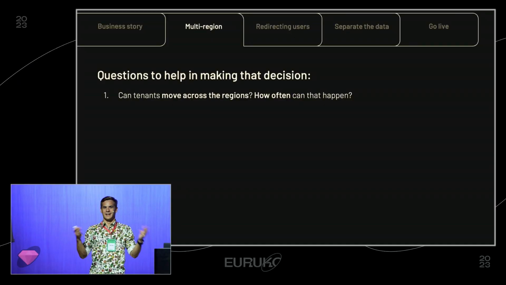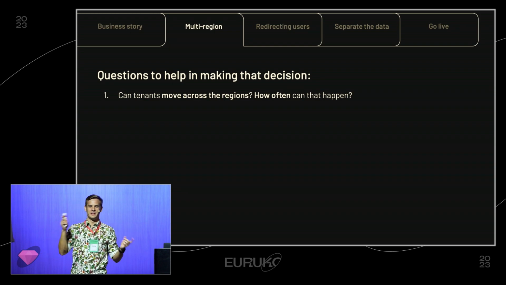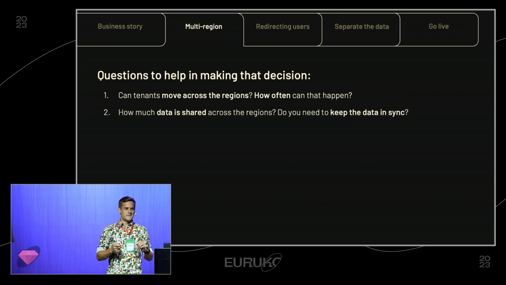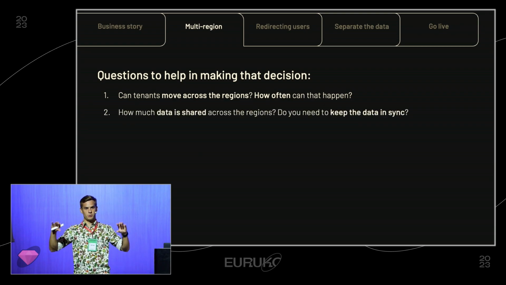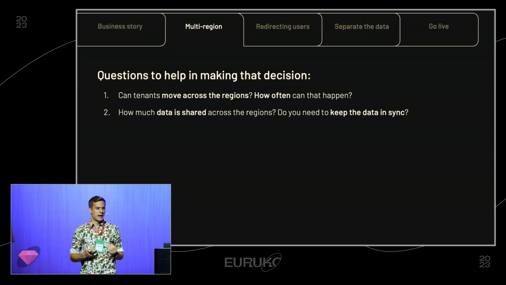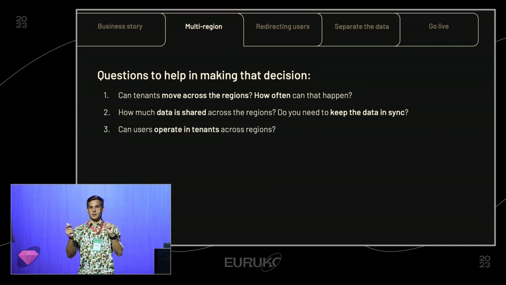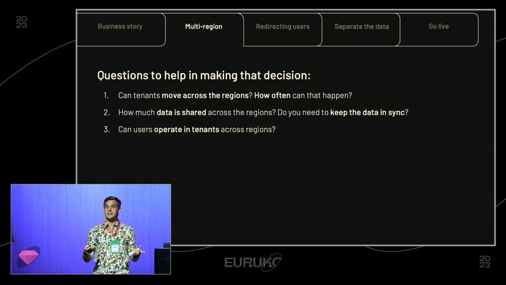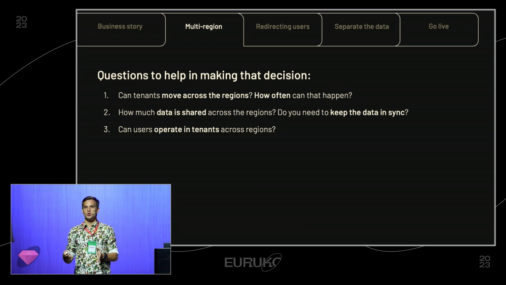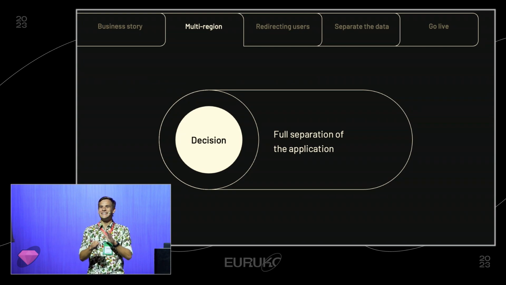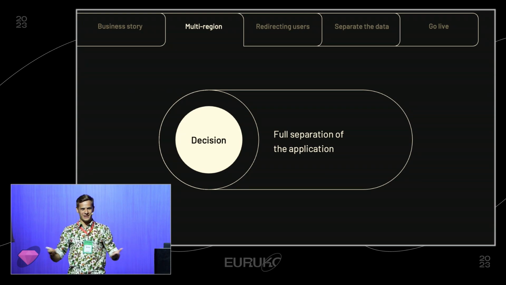In order to determine which option is good for you, because it might depend on the application case by case, you need to ask yourself a couple of questions. First of all, can tenants move across the regions? In our case, it's quite difficult to move a city authority to another country. It's not really viable. Then, how much data is shared across the regions? Is there a part of the data that is shared? And then, can users operate in different regions? Can they switch from a shop in one region to another and still be the same user? In our case, the answers led us to the decision to go with option number two, to completely separate the system, and that's where the fun begins.